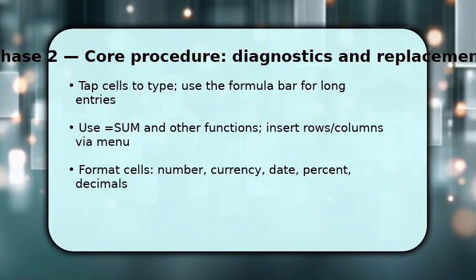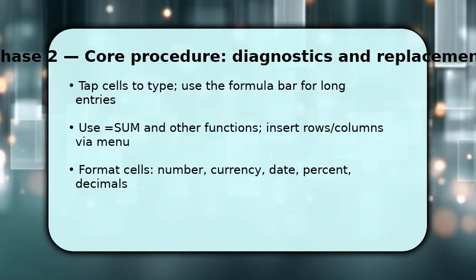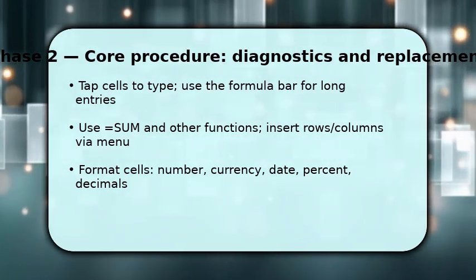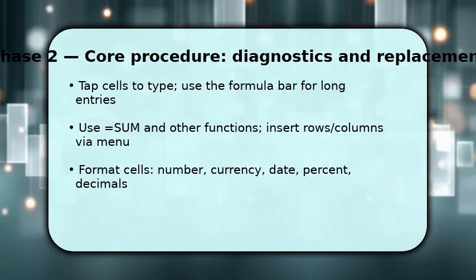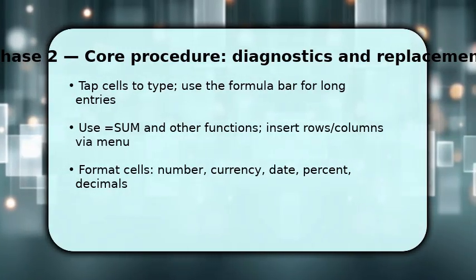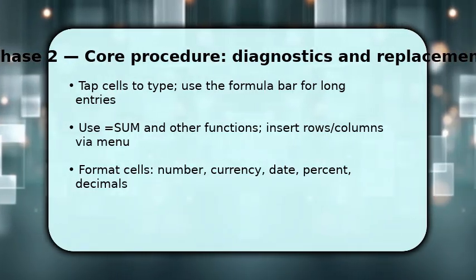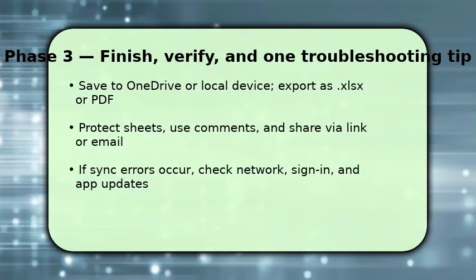Once you have data, insert rows or columns from the Home or Edit menu. Drag fill handles to copy patterns. Use the Format menu to set number types like currency, percent, or date, and adjust decimal places so your numbers display correctly and readably. Finish by saving and sharing.